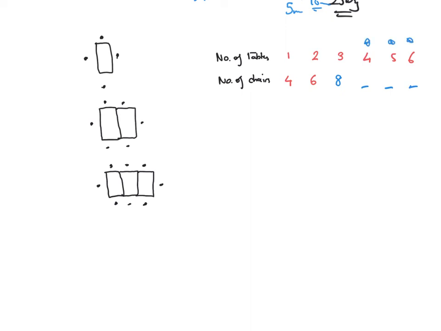Well, what we can see here as a pattern is that we're going up in 2s. So each time you add on a table, you add on 2 chairs. Okay, so 4 chairs to 6 chairs and then 6 chairs to 8 chairs. So that would then be 10 chairs by adding on another 2, 12 chairs adding on another 2, and then 14 chairs by adding on another 2.